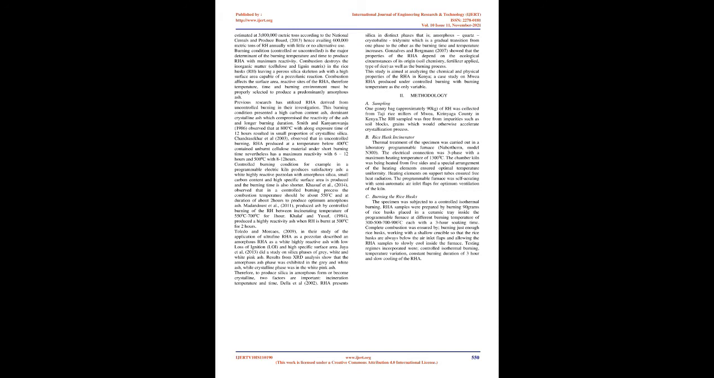Annual consumption of rice in Kenya is estimated at 3 million metric tons according to the National Cereals and Produce Board, 2013, hence availing 600,000 metric tons of RH annually with little or no alternative use. Burning condition, controlled or uncontrolled, is the major determinant of the burning temperature and time to produce RHA with maximum reactivity. Combustion destroys the organic matter, cellulose and lignin matrix, in the rice husks, RH, leaving a porous silica skeleton ash with a high surface area capable of a pozzolanic reaction.